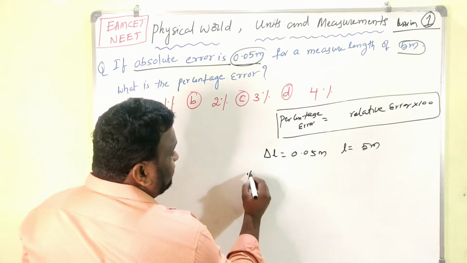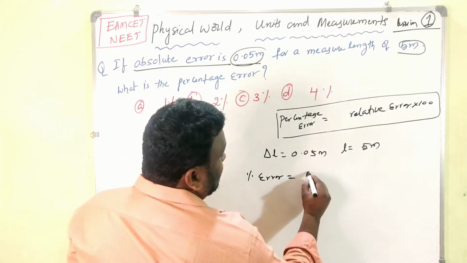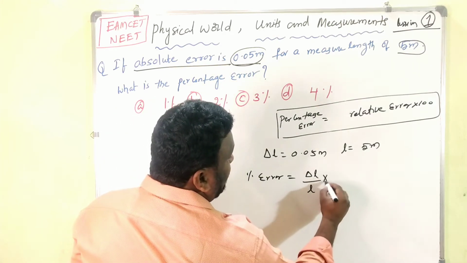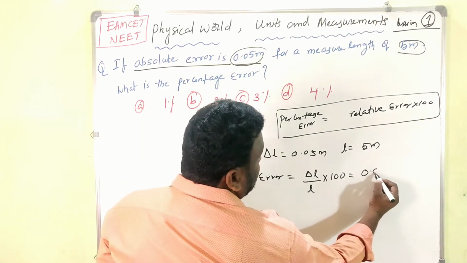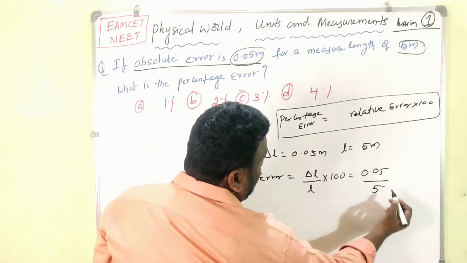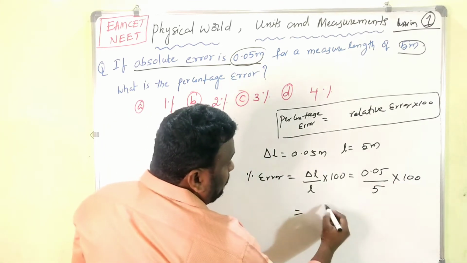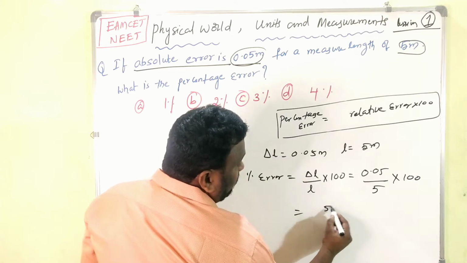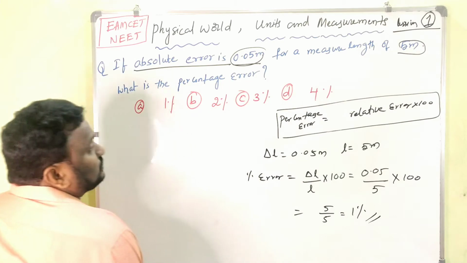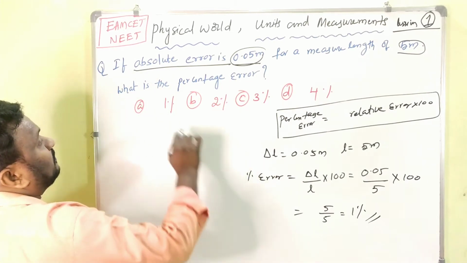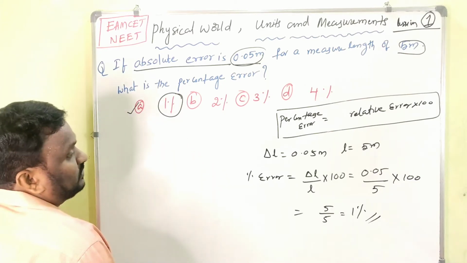Then percentage error is equal to delta L by L into 100. That means delta L value is 0.05, and L value is 5, into 100. Simply, 0.05 into 100 means 5 by 5, that is equal to 1%. So the percent error of the length is 1%. So option A is the correct one.